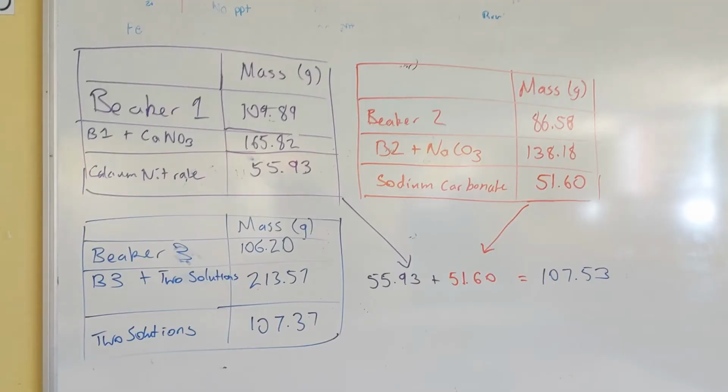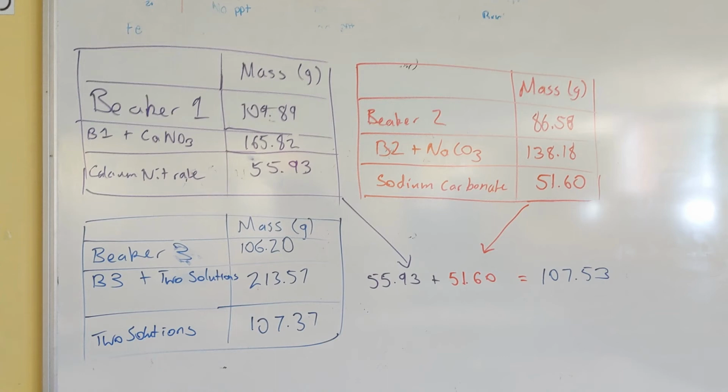So what we have now are our results, all complete. You'll notice that I've taken the differences of the calcium nitrate, sodium carbonate, and the sum of the two solutions, or the total of the two solutions, in all of our tables. All I've had to do is take the mass of the beaker and the solution, and take away the mass of the beaker to find out the mass of the solution. I've then done the same for beaker 2 and sodium carbonate, as well as beaker 3 and the two solutions.